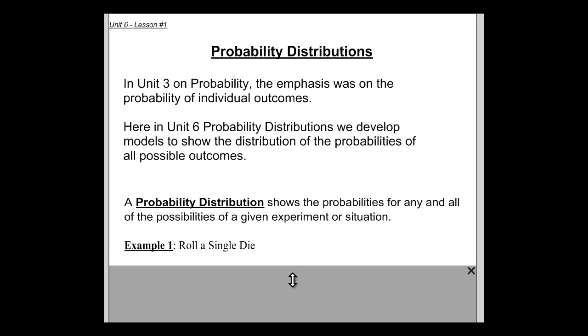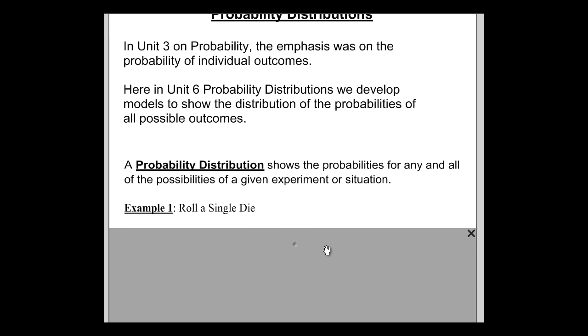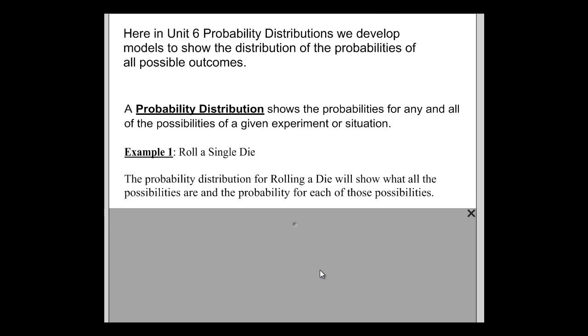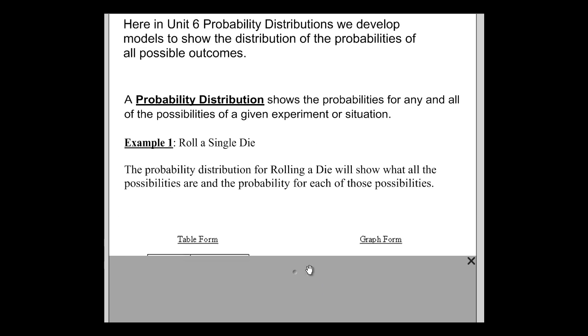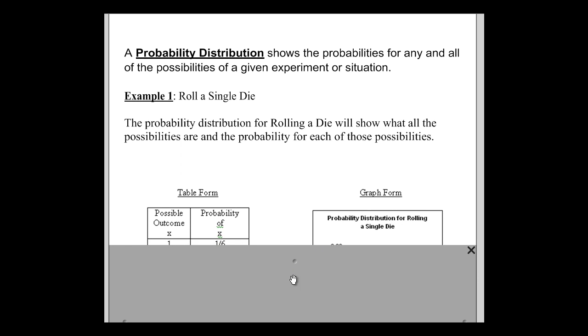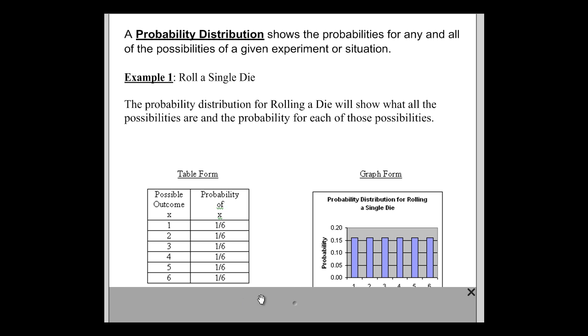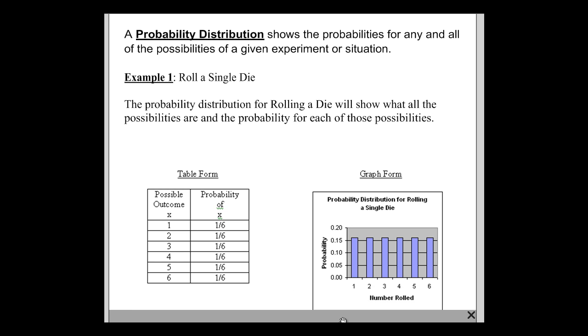So if you take a die and you roll it, there are several possibilities. You could roll a 1, 2, 3, 4, 5, or 6. Each of those probabilities is actually equal, and we can show that in a table. It's really simple. There's 6 outcomes. Each outcome is denoted by x, and they're all equal probability, 1/6. So we can show that in a table form and also display that graphically.